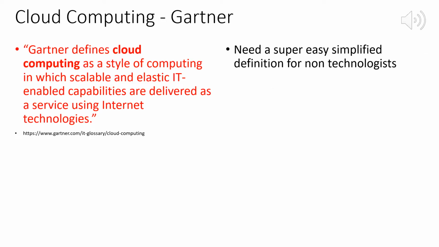You may have heard about the company Gartner that does business analysis for the business community. It's worthwhile to take a look at the definition that Gartner provides. Gartner defines cloud as the following: cloud computing is a style of computing in which scalable and elastic IT-enabled capabilities are delivered as a service using Internet technologies.